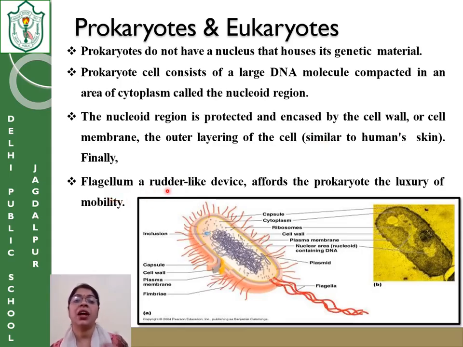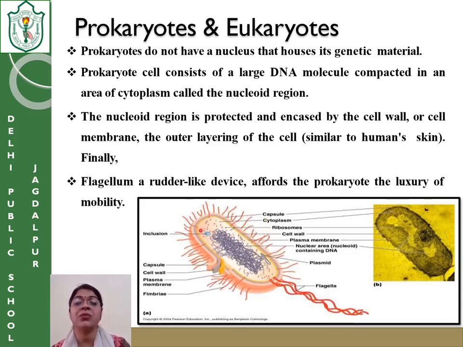Flagellum is a kind of tail-like structure which helps the prokaryote in mobility. Now, this is the structure of a bacterial cell. You can see that there is a membrane outside, and these thread-like structures are the cilia, and this is the flagella which helps in movement. Now the outermost layer of this bacterial cell is called the capsule.